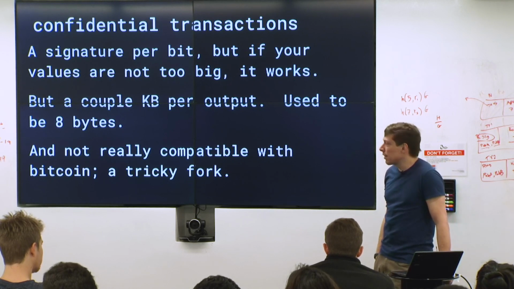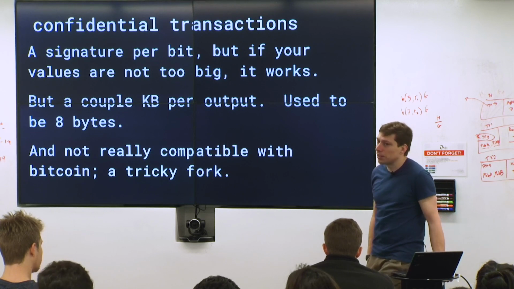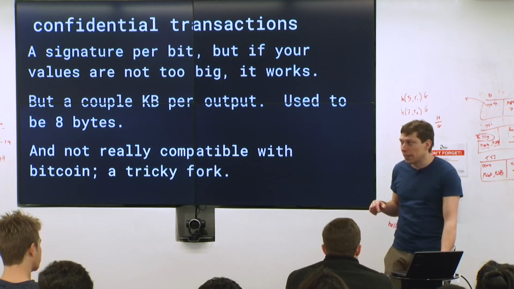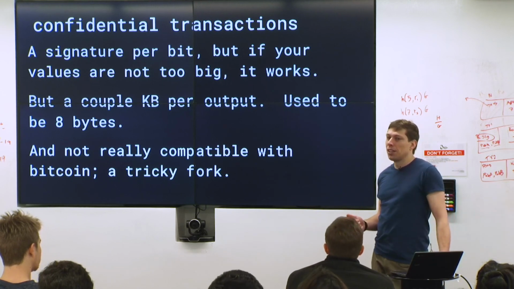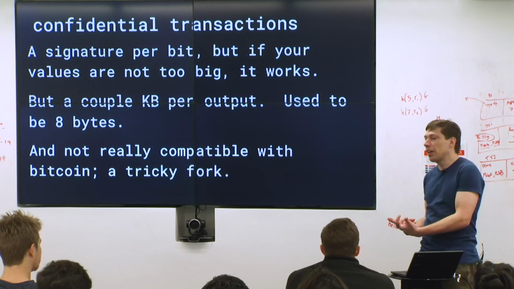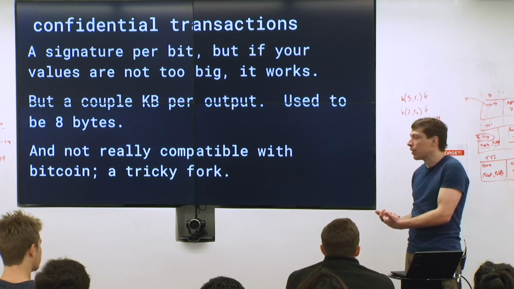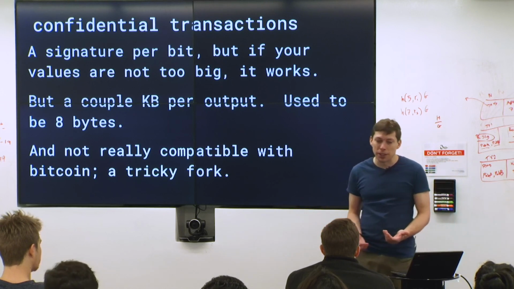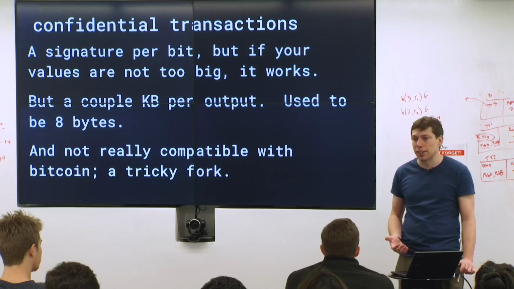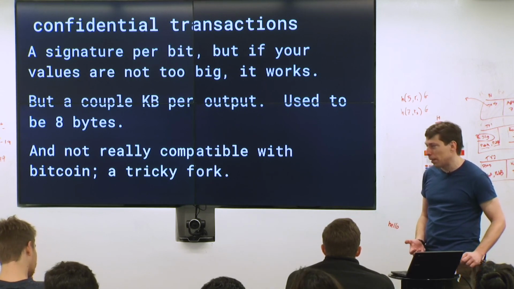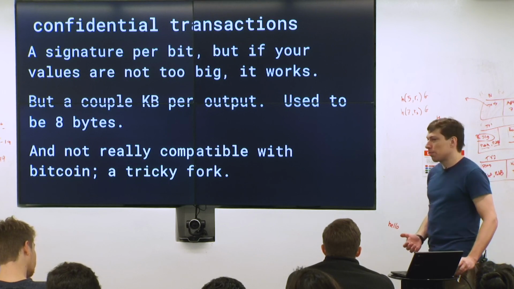Also, the real problem is it's not really compatible with Bitcoin. This would be a really tricky fork to implement. How do you implement this such that the old software on the network is okay with these transactions? They're expecting a transaction that has a value, right? Here's how many coins are being moved. If you say, no, I'm not going to tell you anymore, well, old software doesn't know how to deal with this, and by default will reject these transactions. So there are ways to do it that don't break compatibility, but they're pretty ugly.